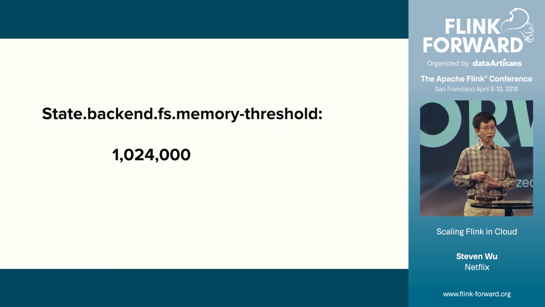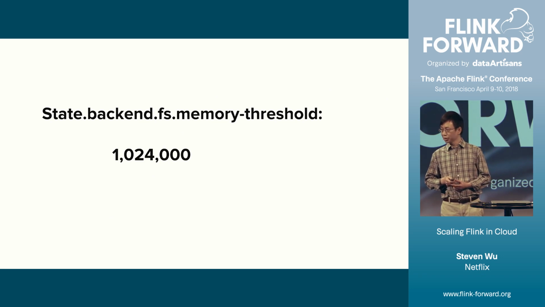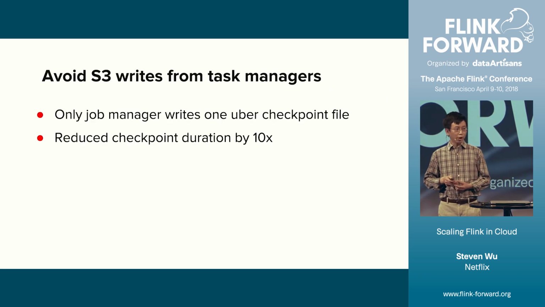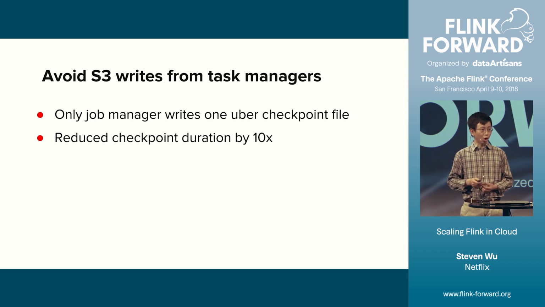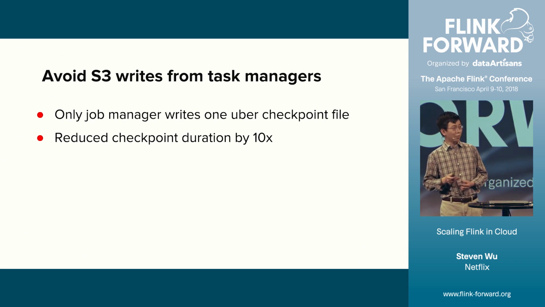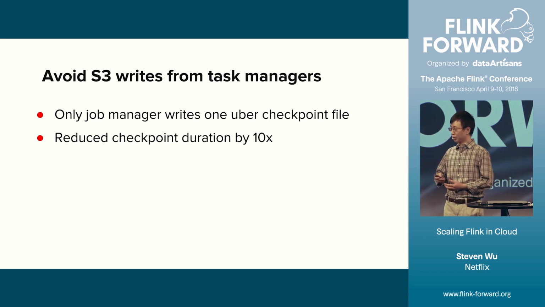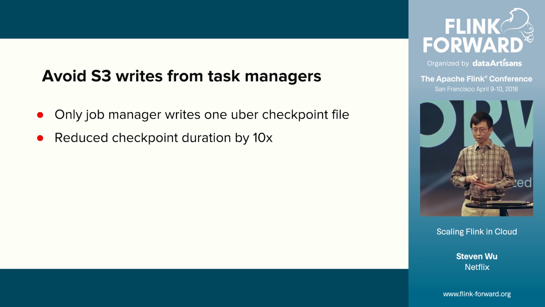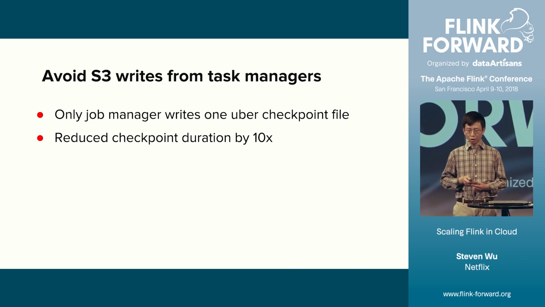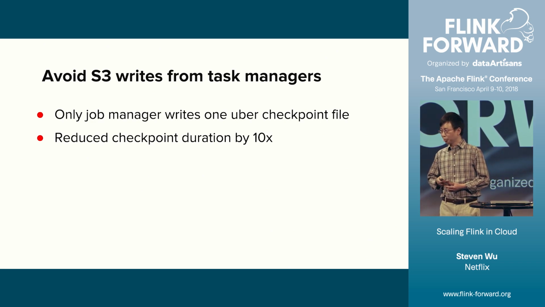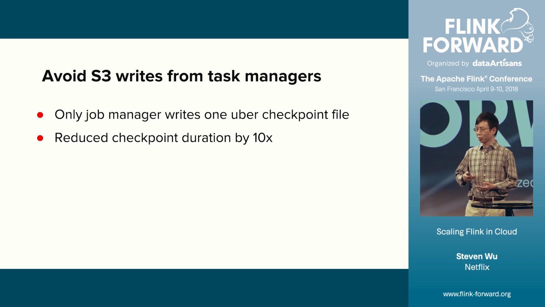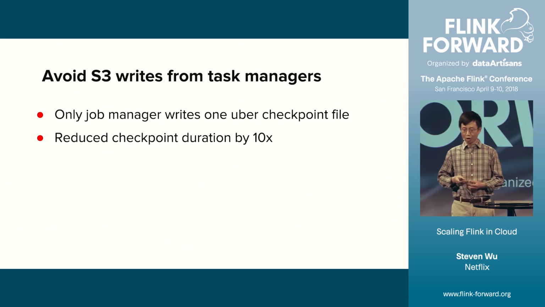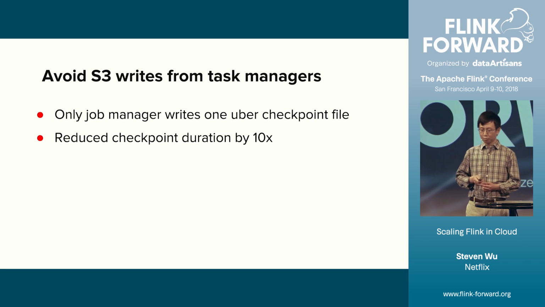So we increased this memory threshold to a very large value, like 1 megabyte. This way, we avoid all the S3 writes from the operators on task managers, and only the job manager writes 1 Uber checkpoint file to S3. That's how we can achieve 67 S3 writes per second, because only the job manager writes 1 file per job per checkpoint cycle. With this optimization, it also reduces checkpoint duration by 10 times, because S3 is not optimized for consistent low latency. If you're doing so many small S3 writes, obviously your checkpoint duration can blow up.